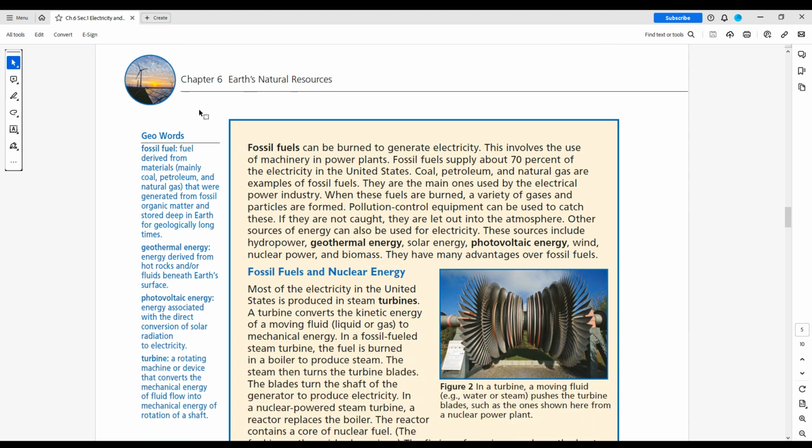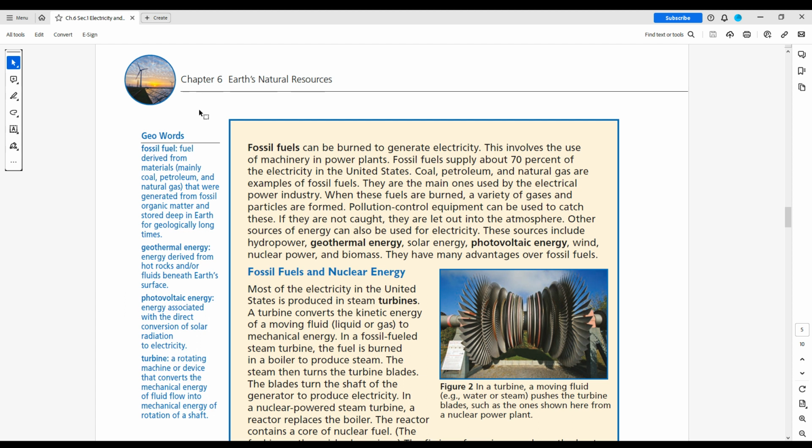Fossil fuels can be burned to generate electricity. This involves the use of machinery in power plants. Fossil fuels supply about 70% of the electricity in the United States. Coal, petroleum, and natural gas are examples of fossil fuels. They are the main ones used by the electrical power industry. When these fuels are burned, a variety of gases and particles are formed. Pollution control equipment can be used to catch these. If they are not caught, they are let out into the atmosphere.